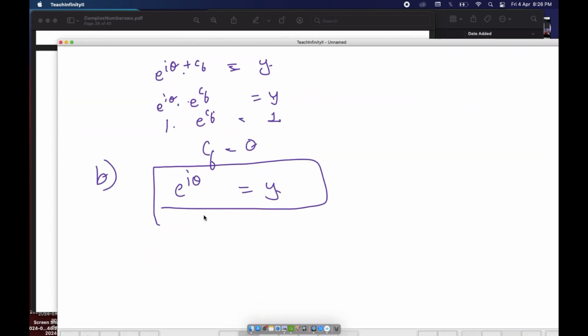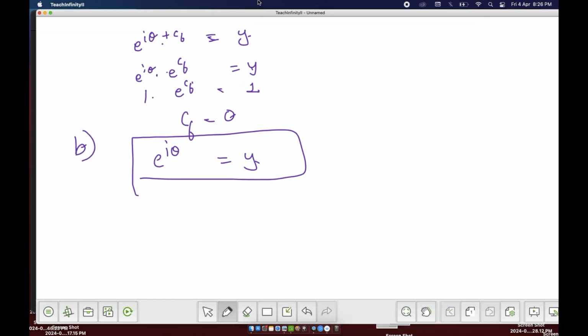For example, now if I do to the power n on both sides, so let's say in the C part, if I do both sides to the power n, then what happens? It becomes e to the power i n theta, right? Which is equal to, and y was equal to cos theta plus i sin theta, cos theta plus i sin theta.